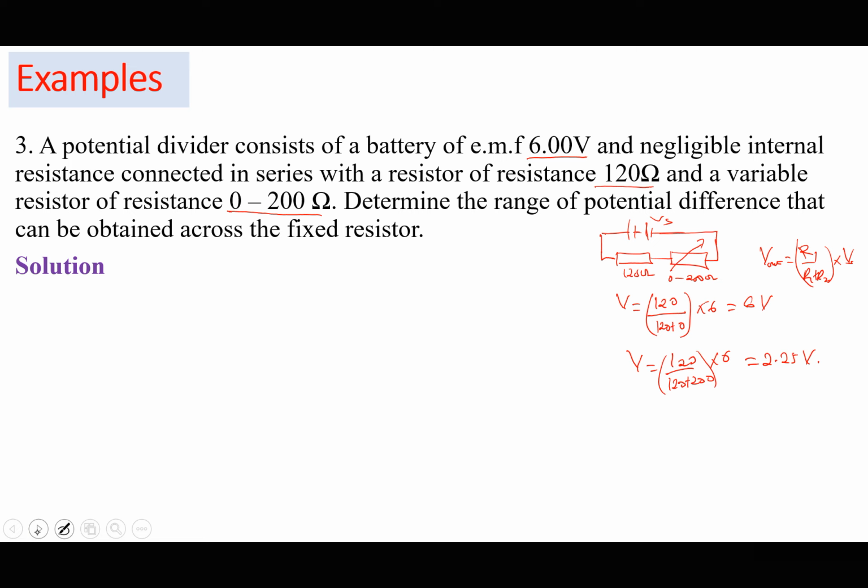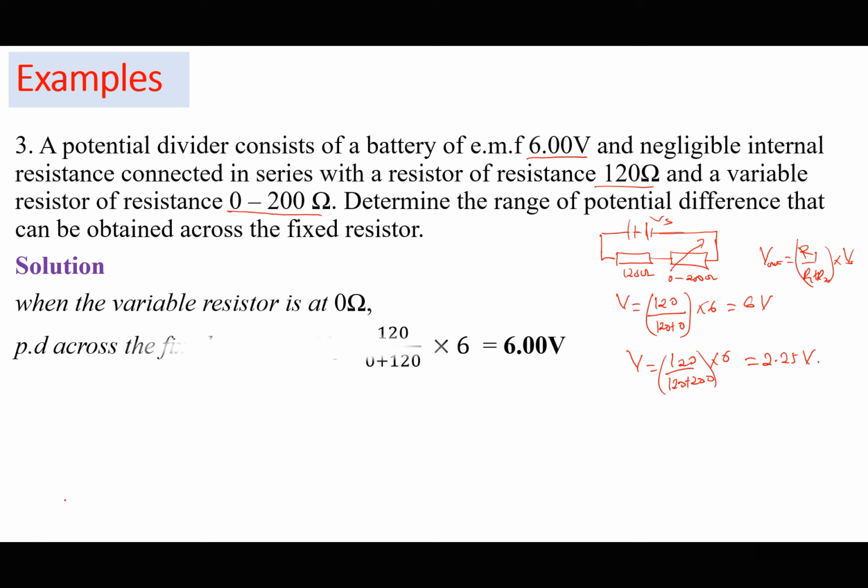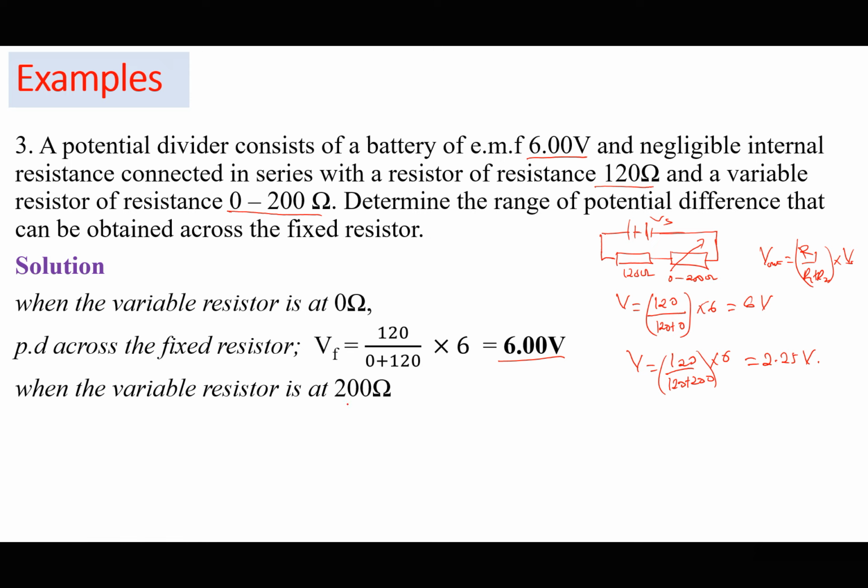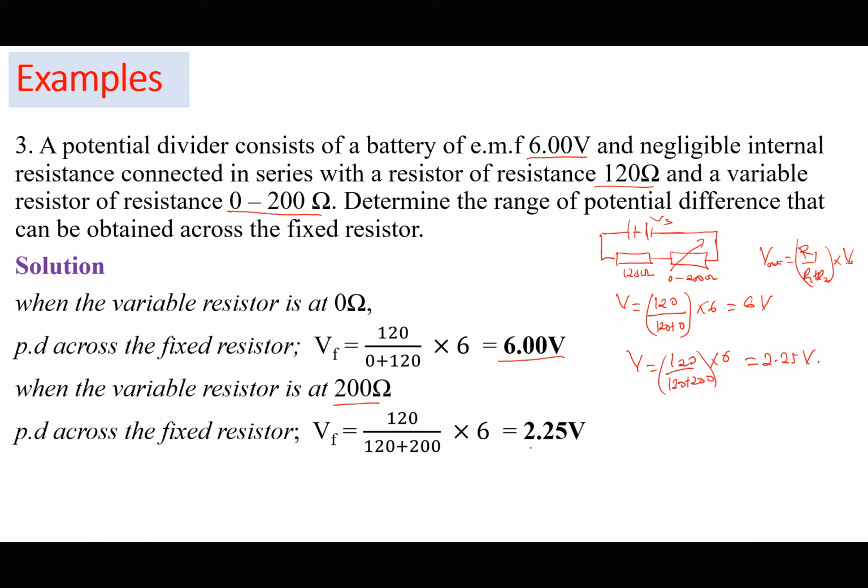So in my solution, I said when the variable resistor is at 0 ohms, the PD across the fixed resistor is going to be 6 volts. And when the variable resistor is at 200 ohms, the PD across the fixed resistor is 2.25 volts. So the range we are talking about is between 2.25 volts to 6 volts.